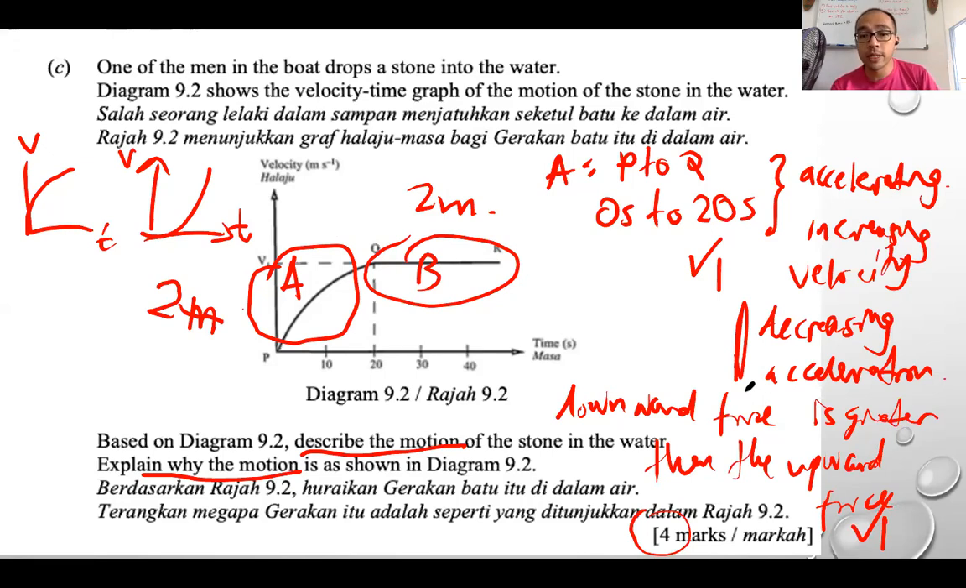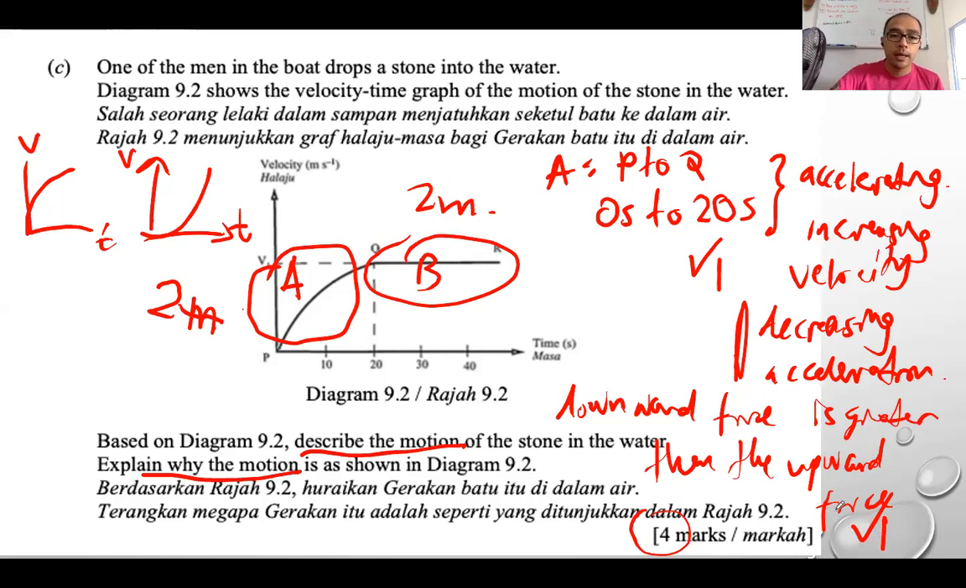Okay, so be careful with this. Of course, you can also talk about weight and buoyant force. But it's a bit dangerous lah. Sebab bukan weight dan buoyant force saja yang terlibat di sini. There's also water resistance. So if you don't mention water resistance, dia memang salah. So to be safer, we write downward force is greater than the upward force.